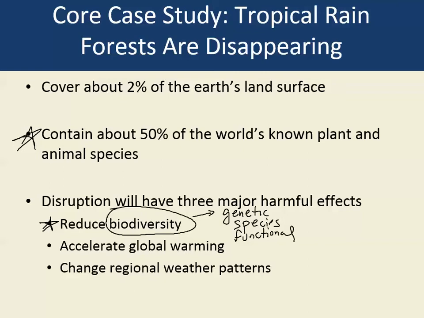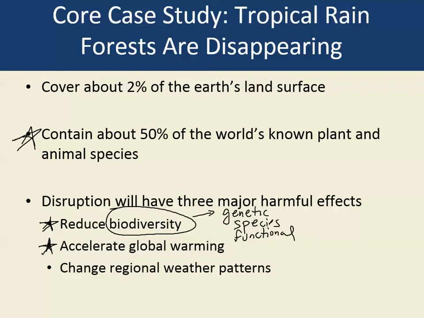Okay, what role does a certain species play in an ecosystem? And functional diversity means that you've got a number of different types of species playing a number of different roles and occupying a number of different niches within an ecosystem. Obviously, since we talked about the carbon cycle, disappearing tropical rainforests are going to accelerate global warming because you are getting rid of a huge carbon sink. So therefore, more carbon dioxide is going to get up into the atmosphere, thereby increasing temperatures. And then, of course, changing regional weather patterns.